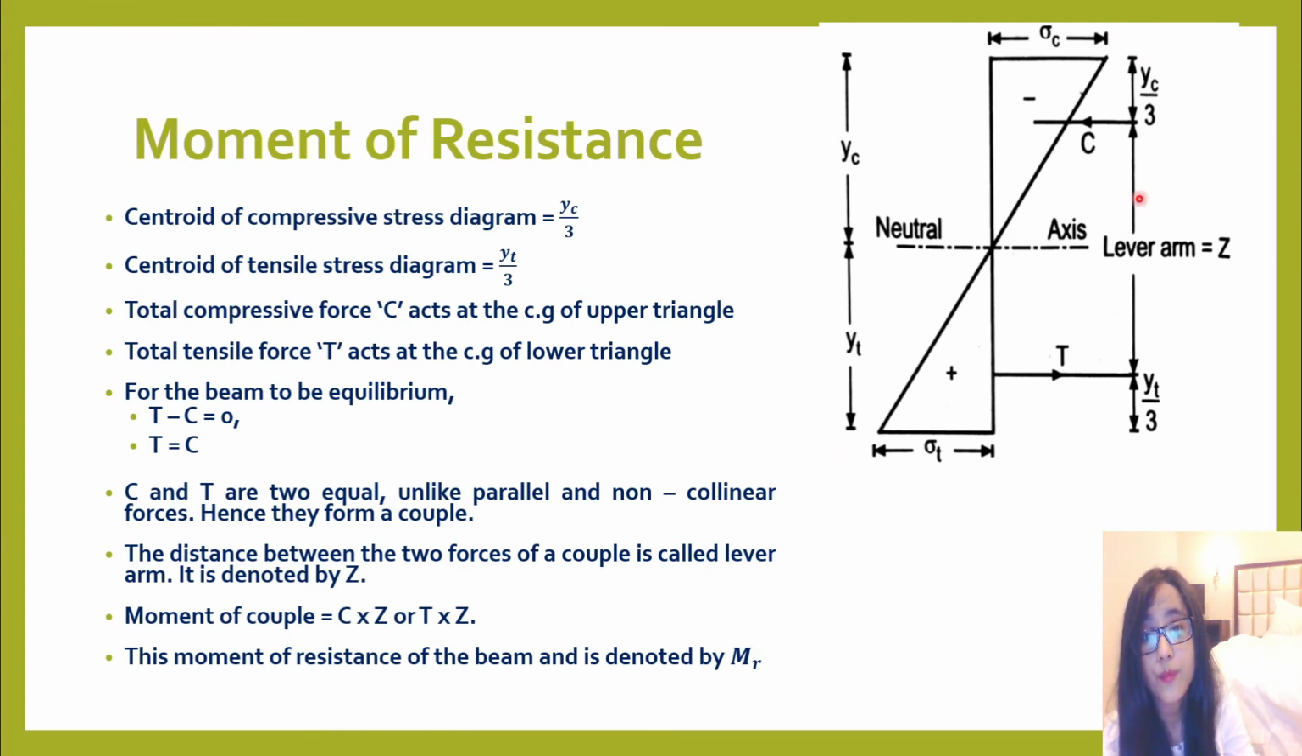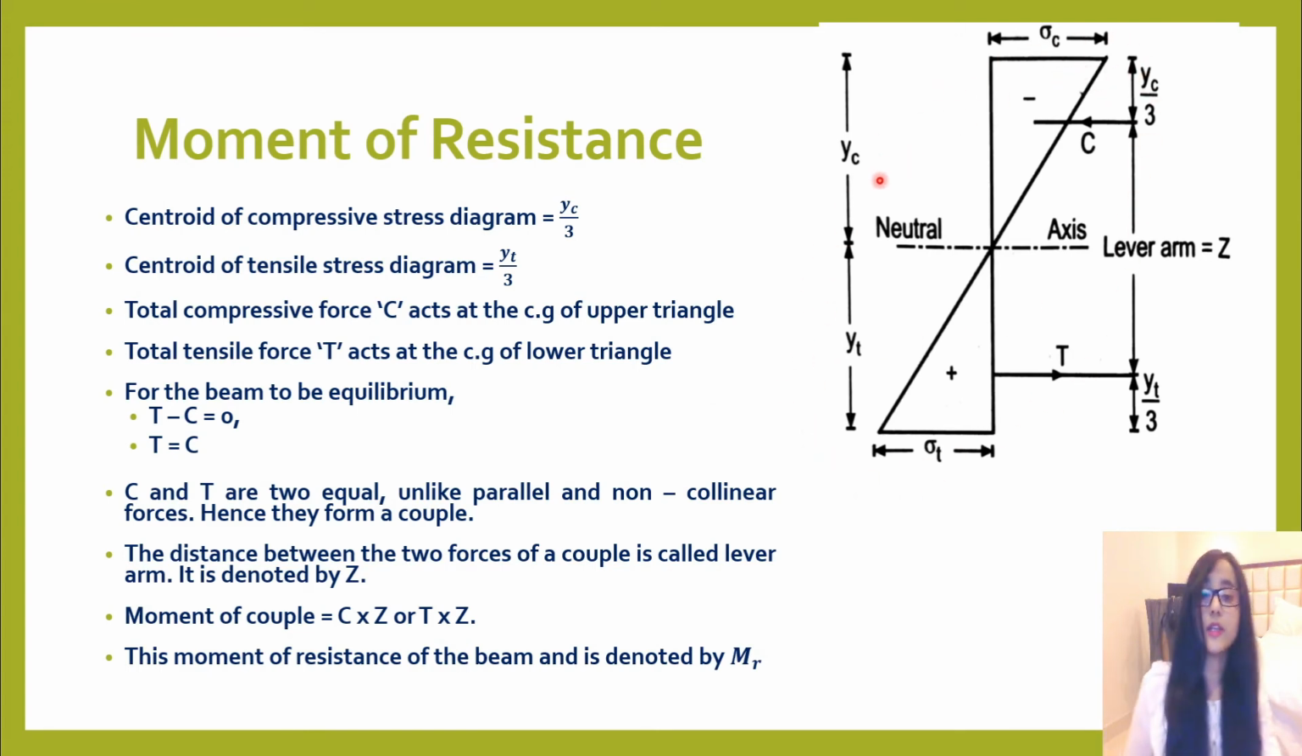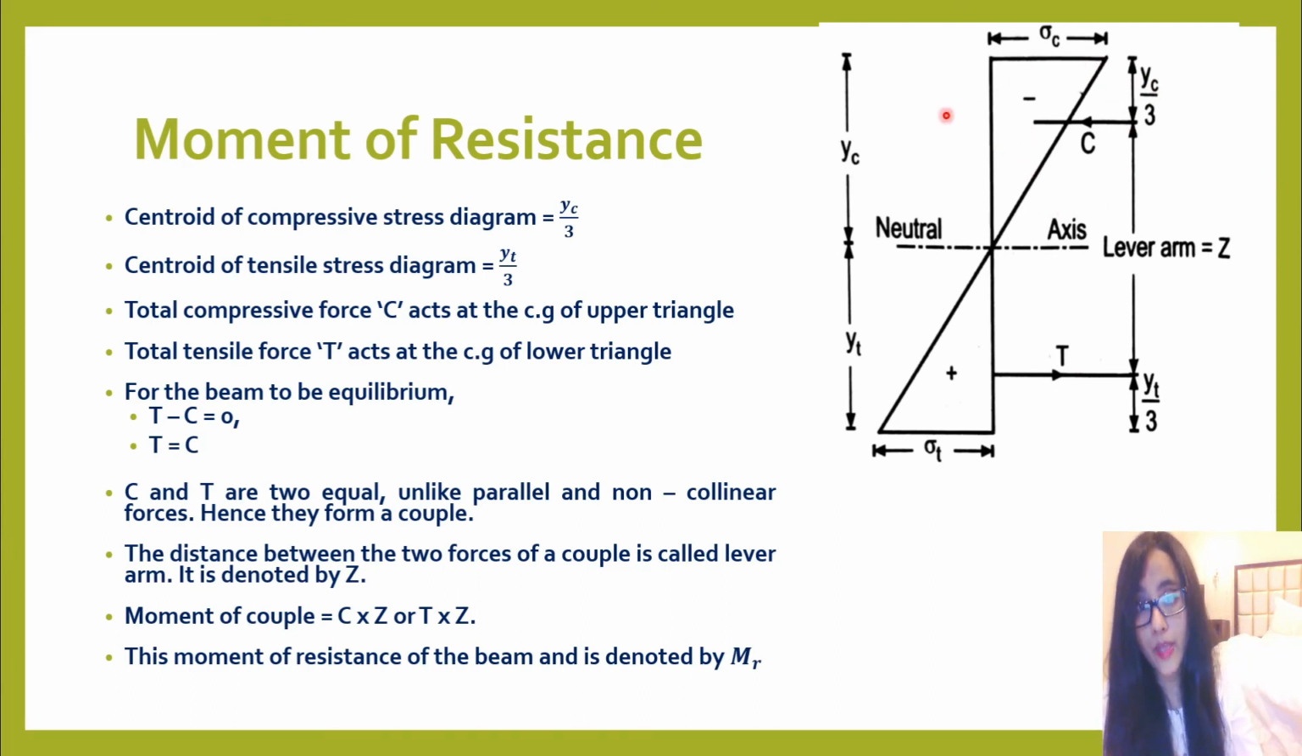To keep the beam in equilibrium, the tension and compression forces acting on it should balance to 0. So tension is positive, compression is negative. So T minus C should be equal to 0. If we equate properly, we will get T equals C. When this happens, only then will our beam be in the equilibrium position.